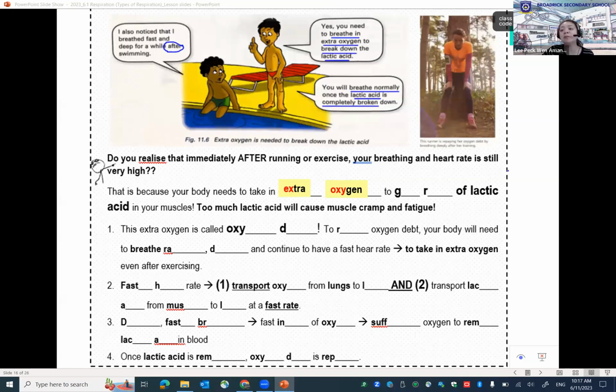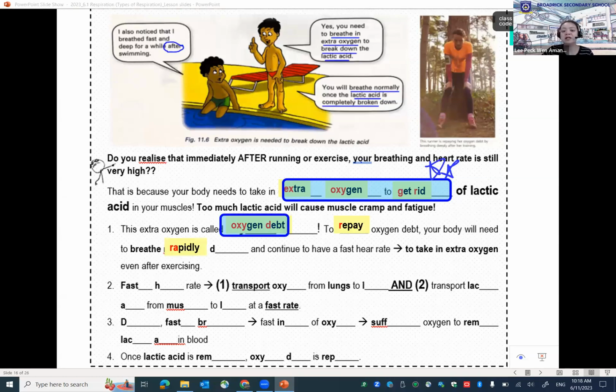So after exercise, your body still needs this extra oxygen because it wants to get rid of lactic acid. And why must lactic acid be gotten rid of? Because lactic acid is a mild poison. It causes muscle cramp and muscle fatigue. Okay? So you can highlight that, please. So why is it after exercise, your breathing rate is still very high, your heart rate is still very high? Take note, this is a very common O-level question which you need to take note of. Please highlight, you need extra oxygen to get rid of lactic acid. Or you can just say, this oxygen basically is to repay your oxygen debt.